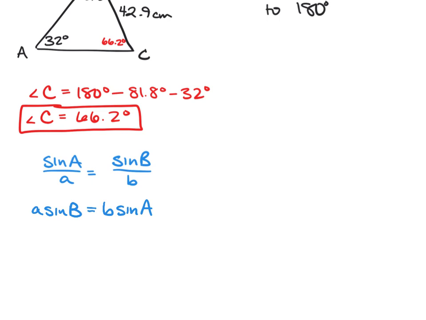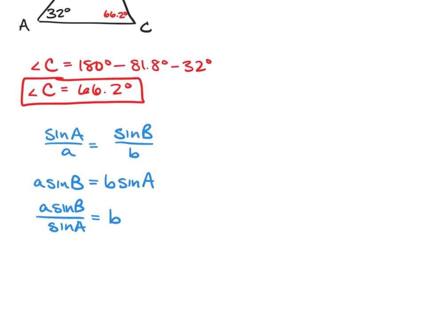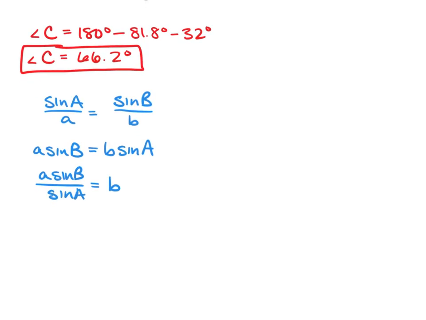Remember, our goal is to solve for little b. So what am I going to need to divide both sides by to get little b by itself? Sine of A. So that means that a times the sine of B divided by sine of big A will be equal to little b. Well, now that I have this solved algebraically for little b, I can plug in all the information from my triangle. What's the value of little a? Okay, 42.9 times the sine of big B. What's big B? All divided by the sine of A, which is 32 degrees.